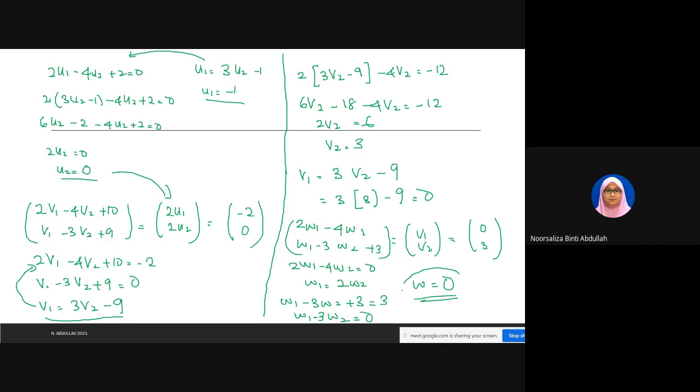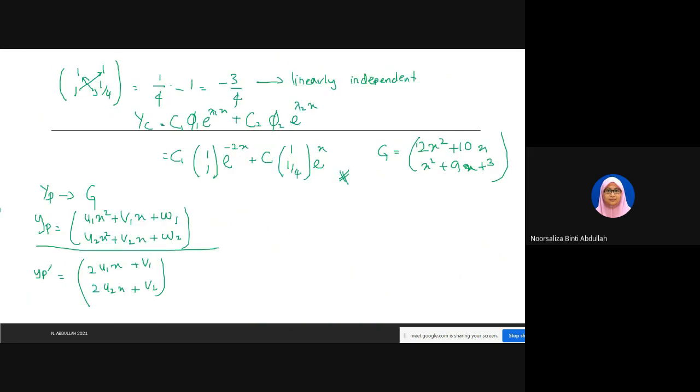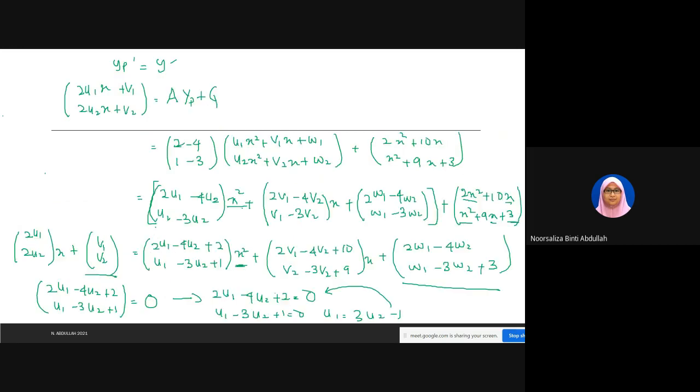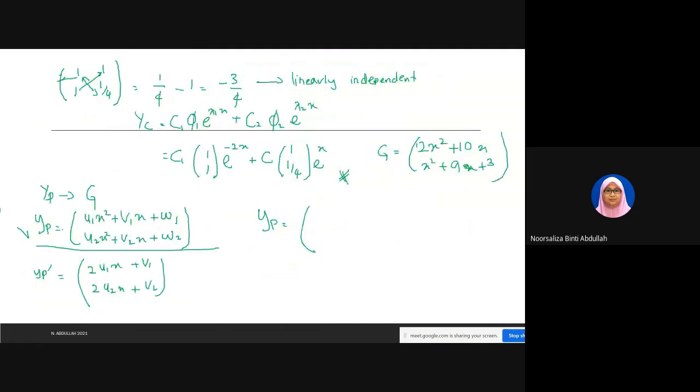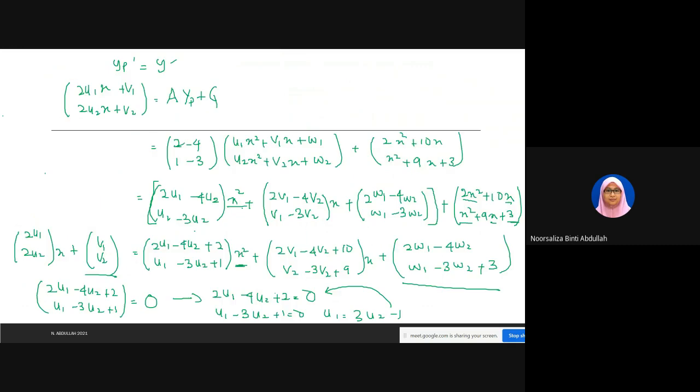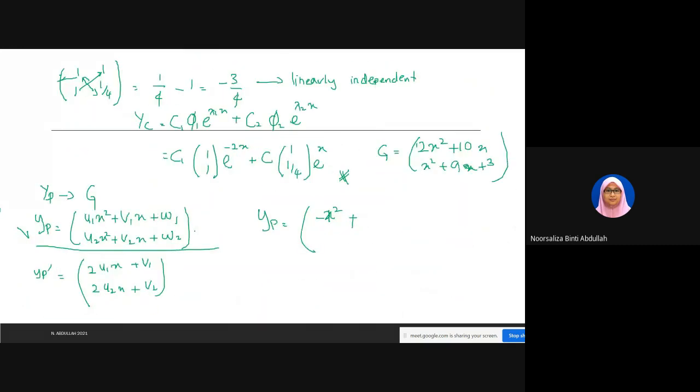Okay, then you masukkan semua nilai ni ke dalam YP awak. So YP awak sama juga dengan Q1 kosong, so tak ada. V1 berapa nilai? Sorry, U1 negatif 1. So negatif x square plus V1. V1 kosong, so tak ada nilai V1. W pun kosong. So you ada negatif x square saja.